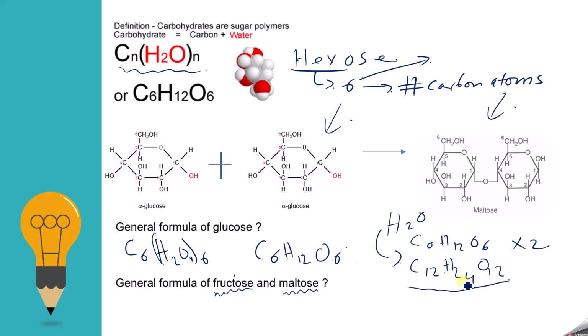So all we have to do is knock off 2 hydrogens, so that gives us 22, and knock off 1 oxygen, which gives us 11. So we get C12H22O11, which is the general formula of maltose. And if you really want to, you can check that out and count it all up.